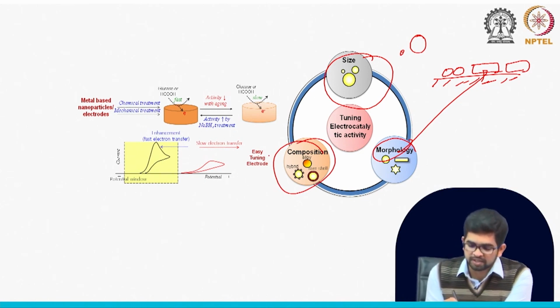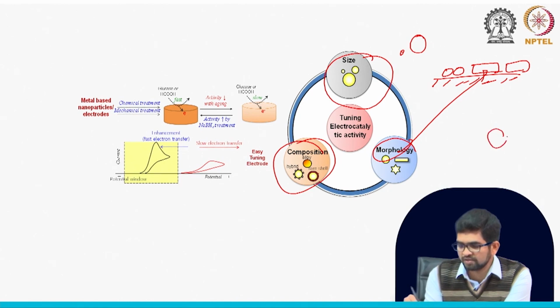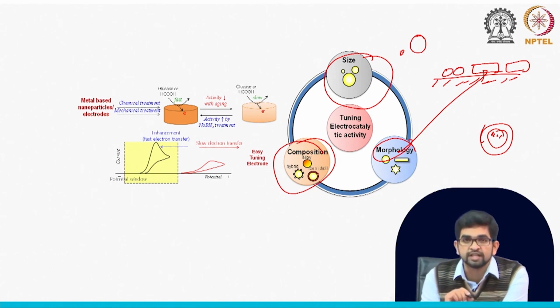Composition means you may use some hybrid, or maybe core-shell or alloy, not the pure gold. Maybe you can use iron and gold compositions, or maybe some core-shell type, where inside you have silver and outside you have the gold. This is called the core-shell type.